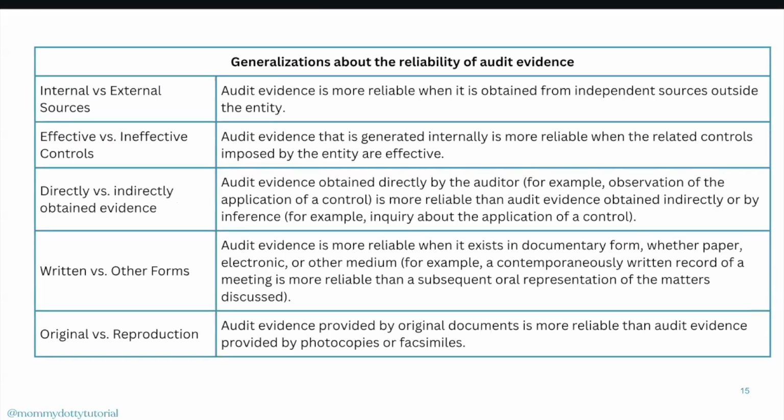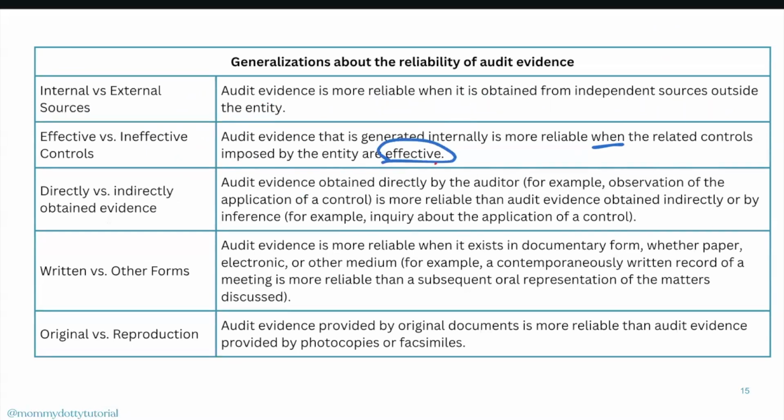Okay, while recognizing that exceptions may exist, this slide shows some generalizations about the reliability of audit evidence. For example, internal versus external sources. It says here, audit evidence is more reliable when it is obtained from independent sources outside the entity. Second one, effective versus ineffective controls. Audit evidence that is generated internally is more reliable when, the word when, the related controls imposed by the entity are, this is the word, effective.